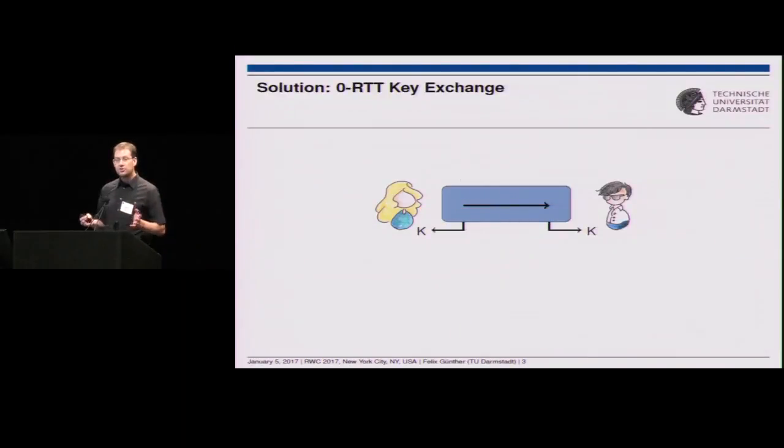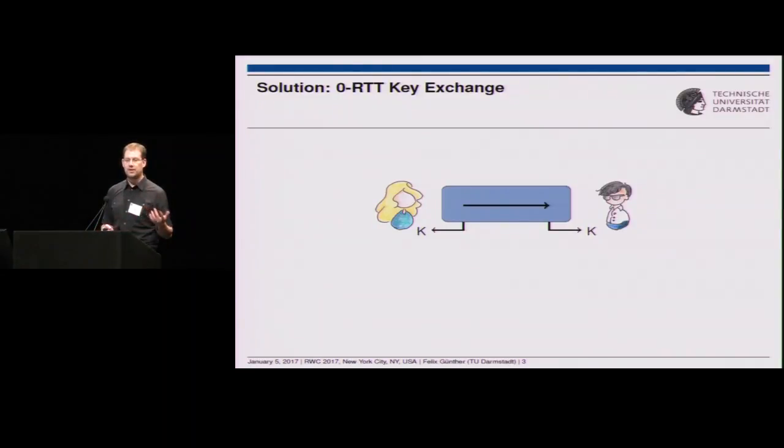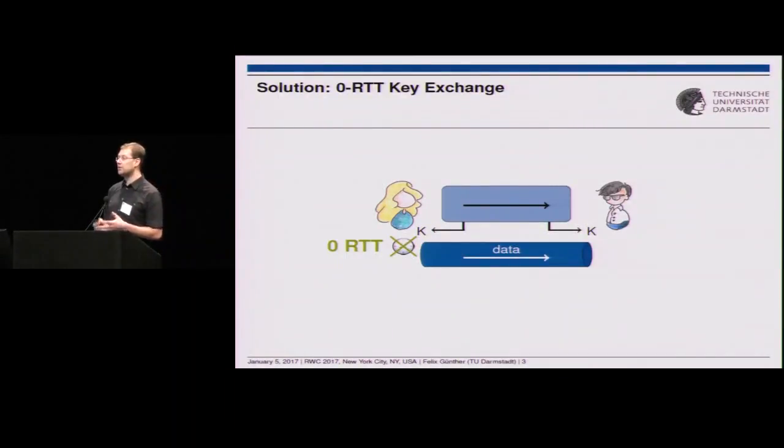So a solution to this is to employ a zero round-trip time key exchange protocol. A key exchange protocol is zero round-trip time if it requires only a single message to be sent from the client to the server in order to establish a key. This means that Alice, along with this key exchange message, can already use that key to encrypt data that just travels along with that message. She doesn't have to wait for a response from the server.